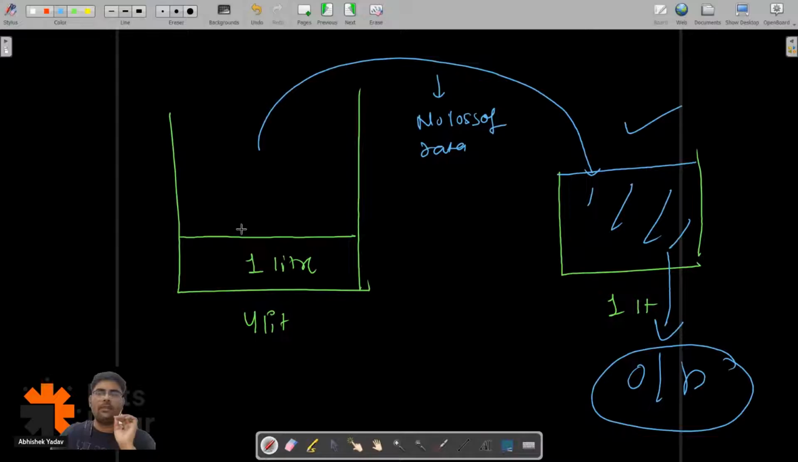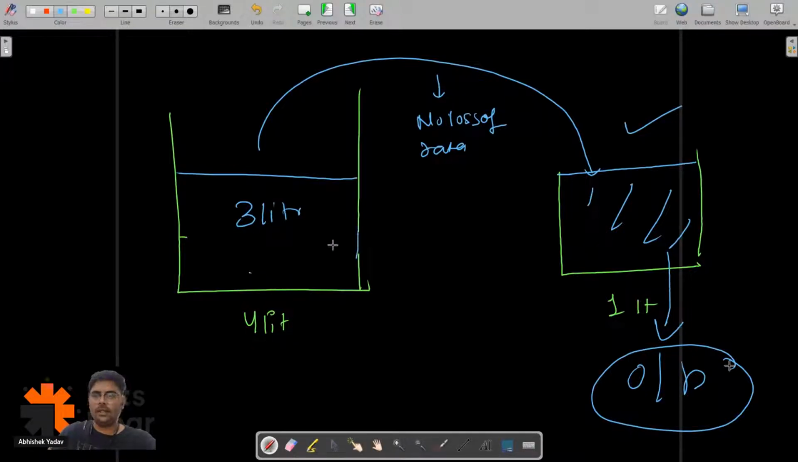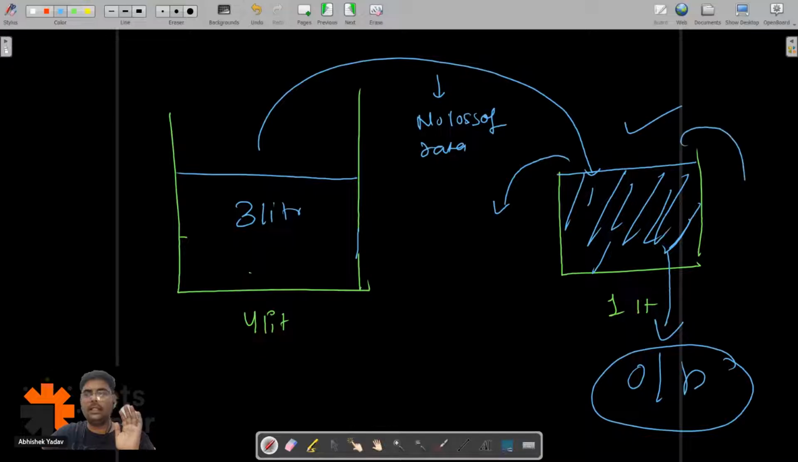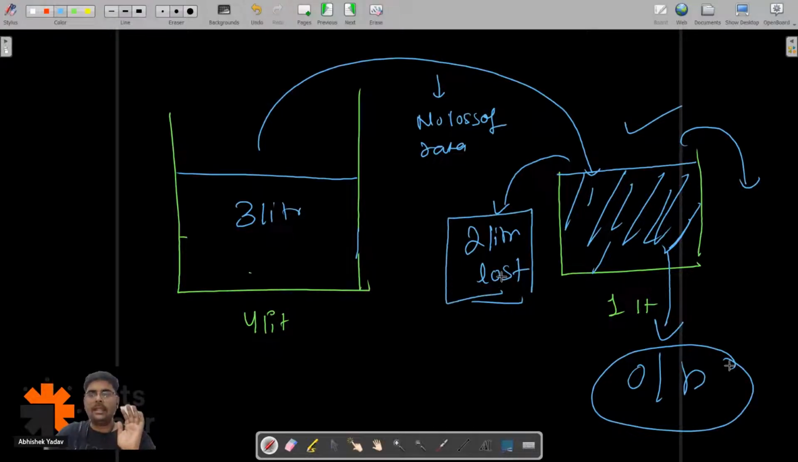But what will happen the moment I try to transfer more data? Let's assume here I have 3 liters of water. Now I'm saying, hey, if I have to transfer this 3 liters of water to this 1-liter container, what will happen? 1 liter of water will get stored, but the remaining 2 liters will overflow. 2 liters will be lost, right?